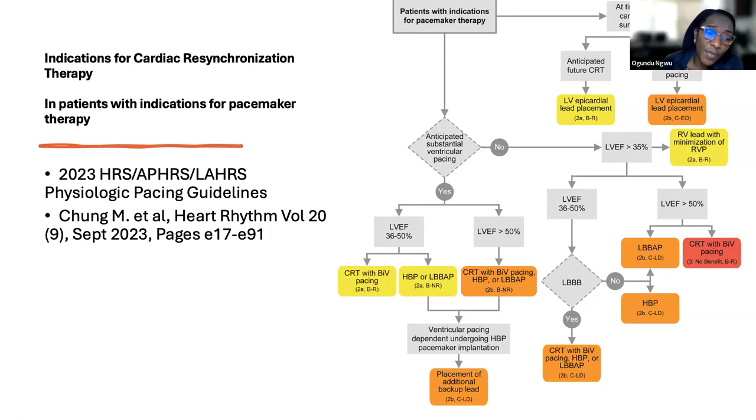Ultimately, usually when you have patients that have just regular sinus node dysfunction without conduction defect, you try to minimize RV pacing. But in patients with complete heart block or high grade AV block, where you anticipate that they're going to have a high volume of RV pacing, then a CRT device would also be the best option for them. Next slide.